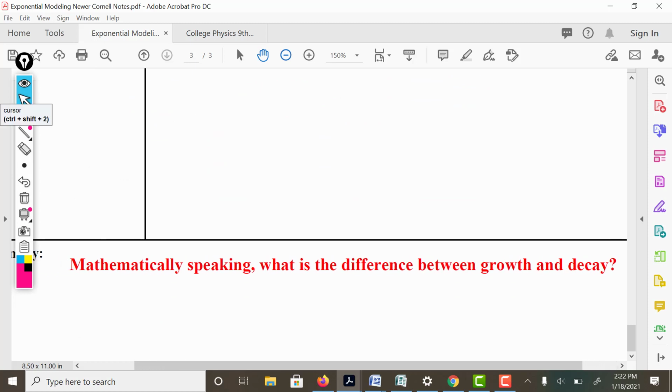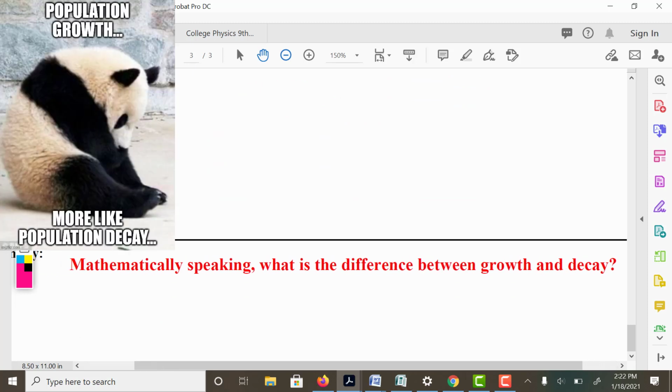Summary: mathematically speaking, what is the difference between growth and decay?